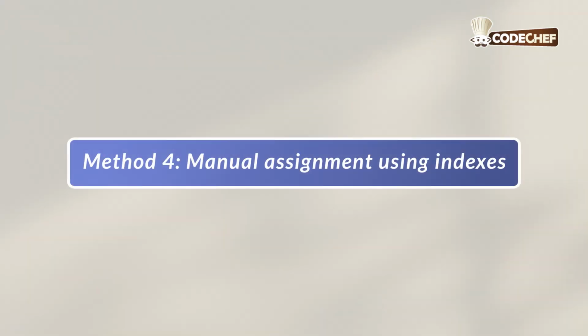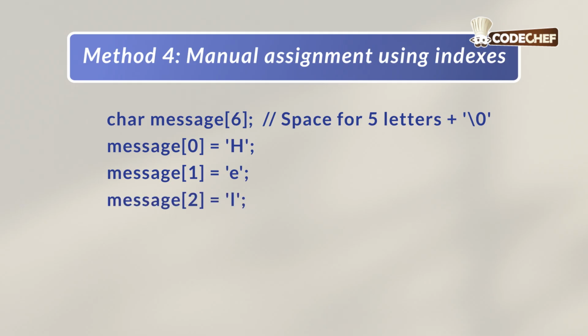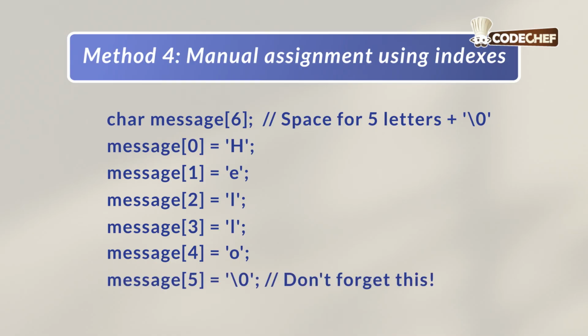Finally, the last method, manual assignment using indexes. Here you can see the code: char message[6]; message[0] = 'H', message[1] = 'e', message[2] = 'l', message[3] = 'l', message[4] = 'o', and message[5] = '\0'. You declare the array first, then assign each character by its index position.